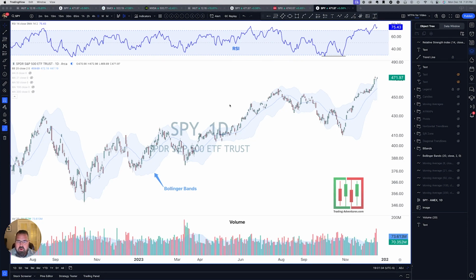We also want to notice, where is the price relative to the bands? Is it tracking around back and forth in the middle? Is it bumping up against the upper band and pushing it higher? Or is it consistently in the lower end of the bands and driving the trend lower?